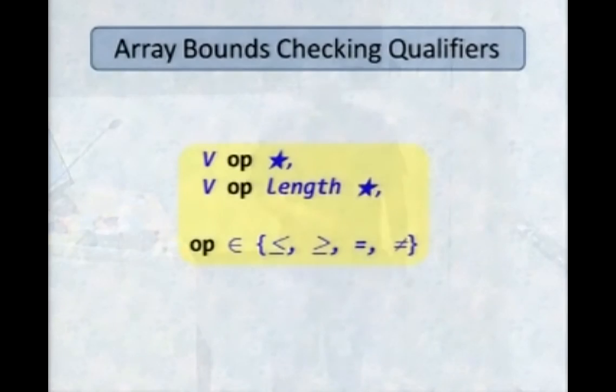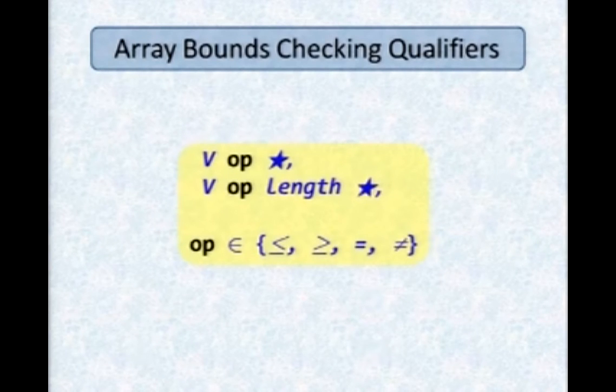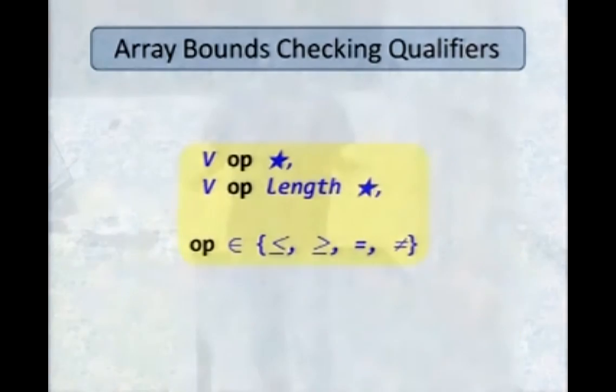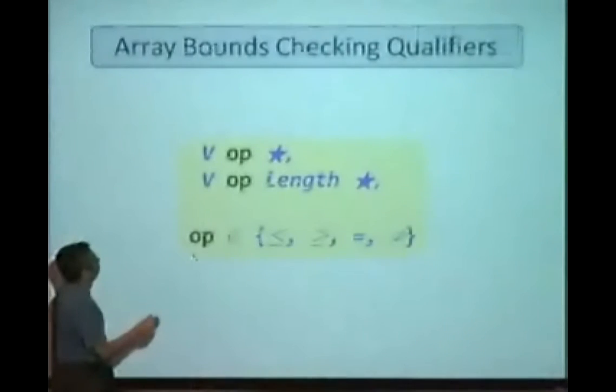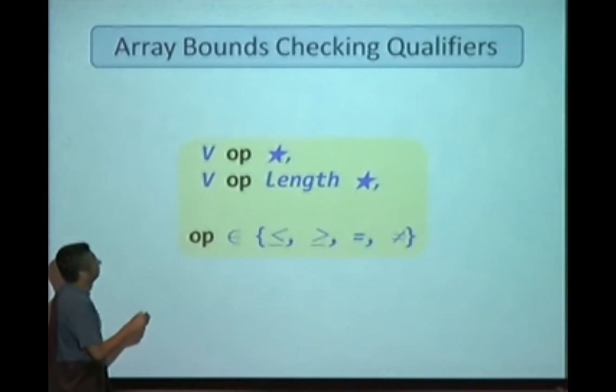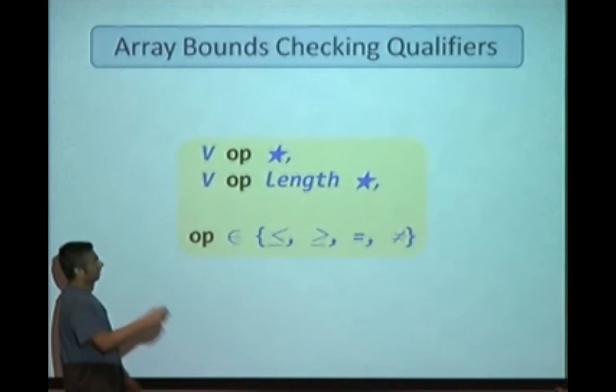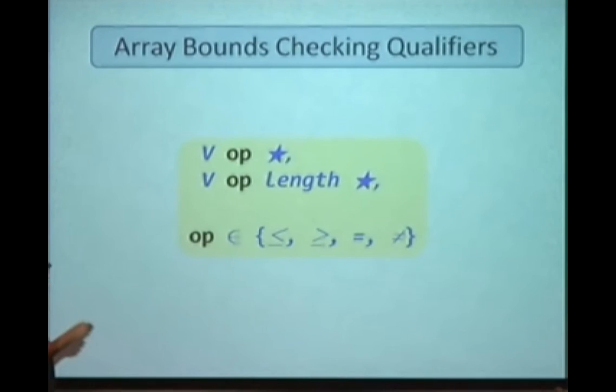So let's look at array bounds checking. So the first thing you do is you want to check things about array bounds. Well, it turns out most programs reason about array indices in a very straightforward way. So you just have 2 kinds of qualifiers. V op star, where op is one of your favorite, less than, greater than, equals, not equals. Throw in strict less than as well. And v op length star, which is the array length. Okay, that's it. These 2 qualifiers.